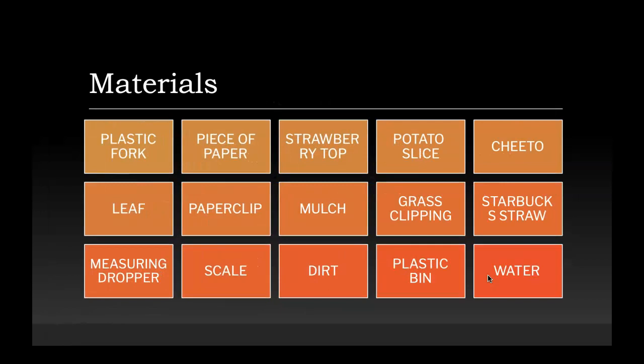Here's a list of the materials I used for the entire experiment: plastic fork, leaf, a measuring dropper, piece of paper, paper clip, pocket scale, strawberry top, mulch, dirt, potato slice, grass clippings, plastic bins, a Cheeto, Starbucks straw, and water.